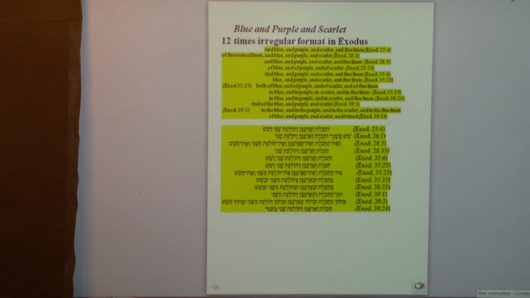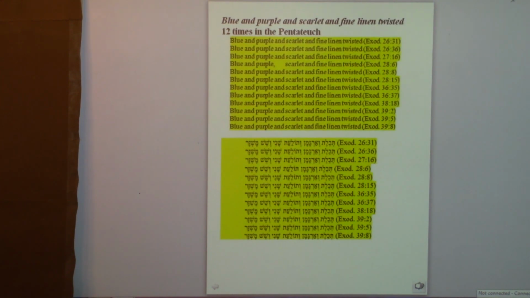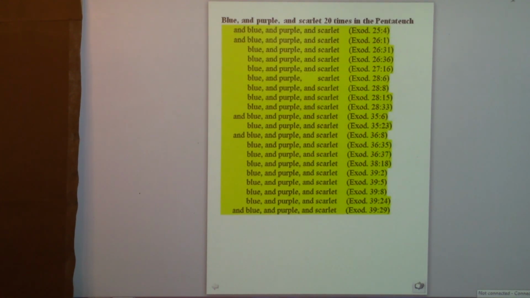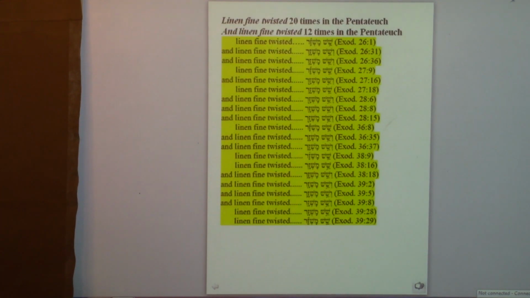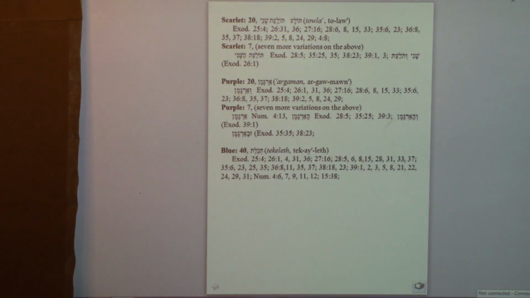Blue and purple and scarlet, 12 times, irregular in Exodus. Blue and purple and scarlet and fine linen, twisted, 12 times in the Pentateuch. Blue and purple, scarlet, 20 times in the Pentateuch. Linen, fine twisted, 20 times in the Pentateuch, and linen, fine twisted, 12 times. Here we broke out the words separately. Scarlet repeats exactly 20 times in Exodus. Scarlet, 7 more variations on the above. And then purple appears 20 times in Exodus, and then we've got 7 more that are variations of the above.